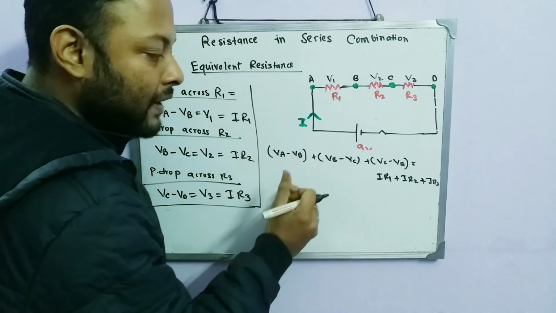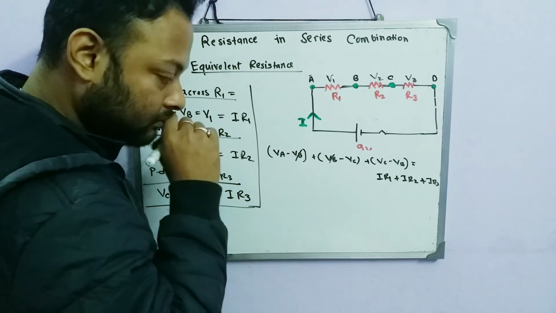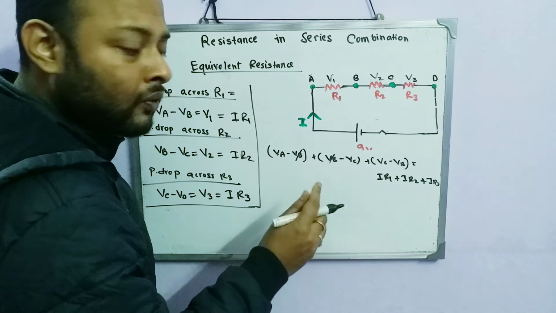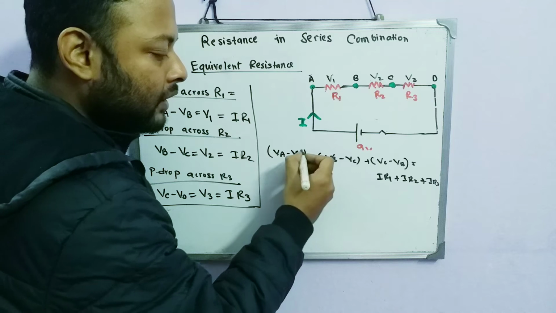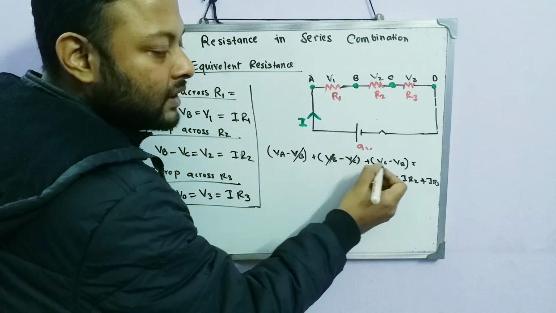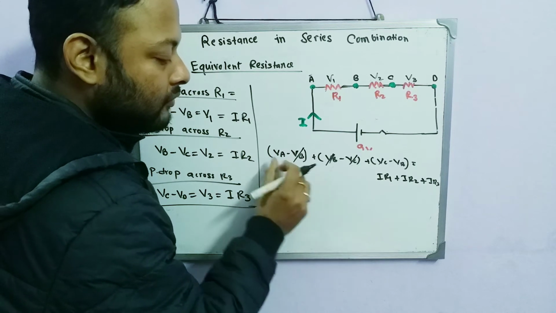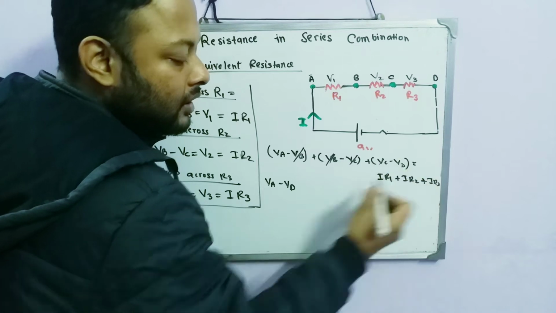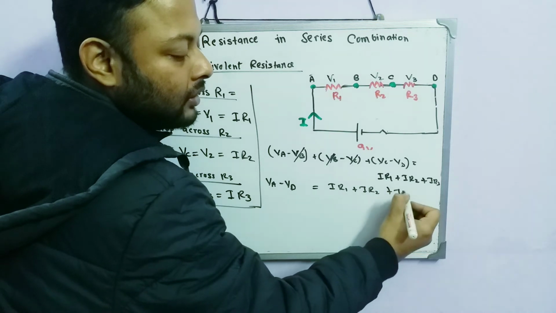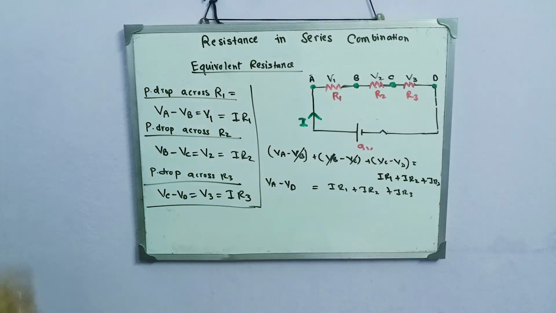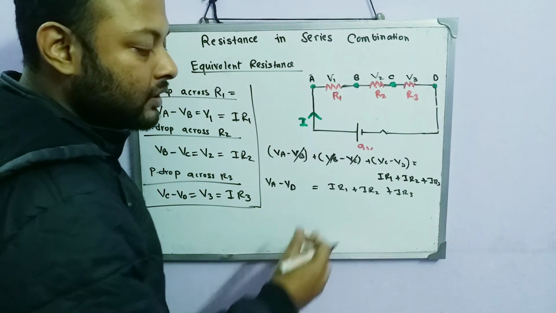Now if I happen to open the bracket, what happens? If you see, if I open the bracket, this VB gets cancelled. Or if you don't want to open the bracket, that will be okay too. Now if you open the bracket, this VB and VB get cancelled, followed by VC and VC. So ultimately I am left with what? VA minus VD, that is equal to IR1 plus IR2 plus IR3. So ultimately I am getting the potential difference VA minus VD equal to IR1 plus IR2 plus IR3.